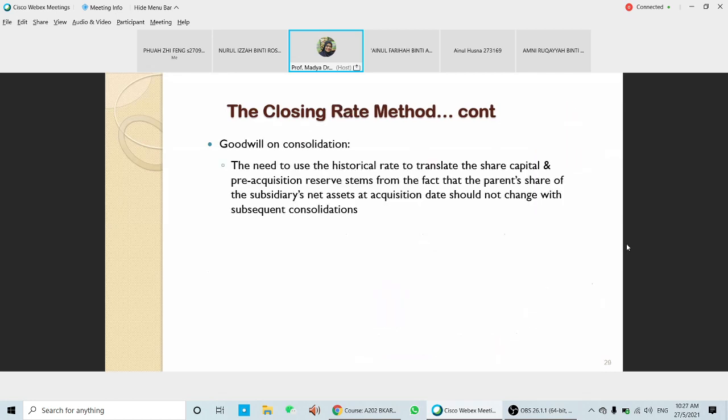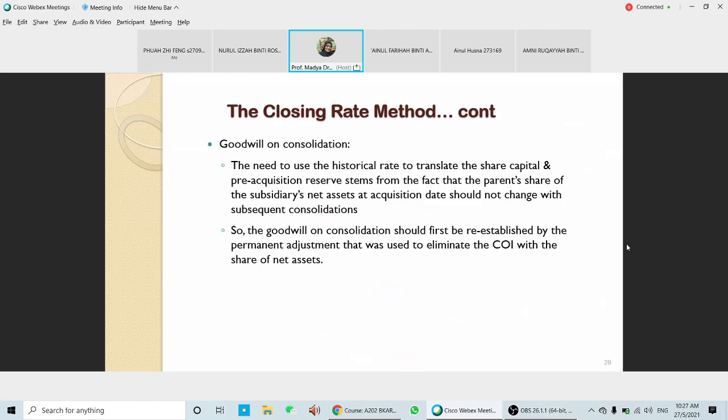Another item that we have here is goodwill. Goodwill on consolidation, we need to use the historical rate. Going to use the historical rate to translate share capital and pre-acquisition reserve, which stem from the fact that the parent's share of the subsidiary's asset at acquisition should not change with the subsequent consolidation, so that the goodwill on consolidation should first be re-established. So you need to find the goodwill. The goodwill here is the difference between the COI minus the net identifiable asset.